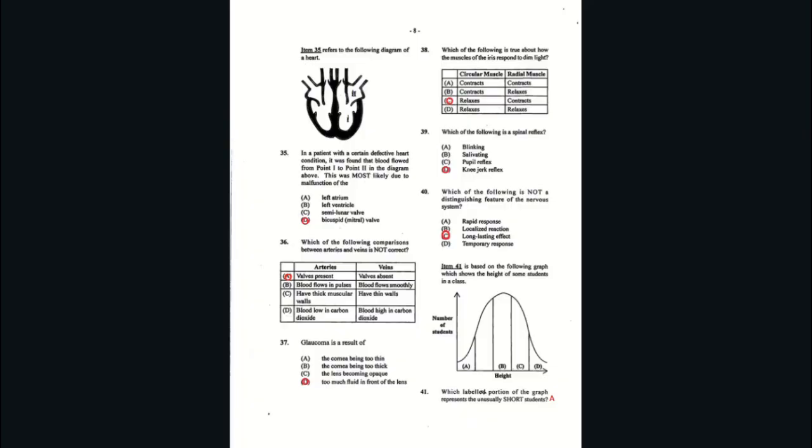So number of students against height. Which labeled portion of the graph represents the unusually short students, right? For this, we are going to choose A as the answer, as unusually short. So that's basically the height. We see that A is short, then it rises up to B, C, and comes back down at D. But the unusually short set starts off at A, so we're going to choose A as the answer.